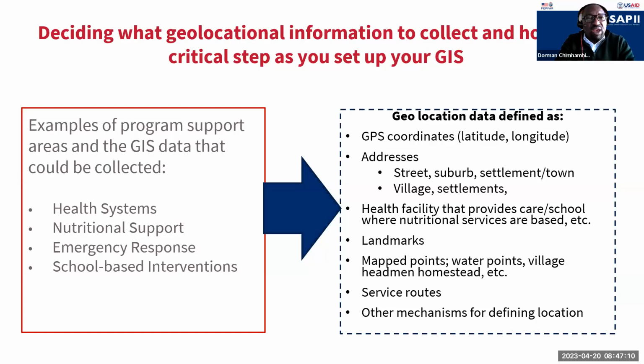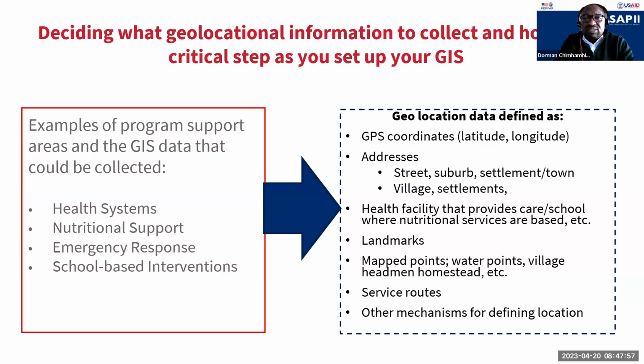I've got examples here where on your left, you are seeing some of the examples of program support areas and the GIS data sets that we could resultantly collect. A good example, a partner is working in the health system strengthening space, another partner working in nutritional support, emergency response, or you are running a school-based intervention. If we look at the TB treatment support that we also saw in the chat, the question is then what geolocational data would you need to define to be able to support your program better in terms of micro level planning, in terms of targeting?